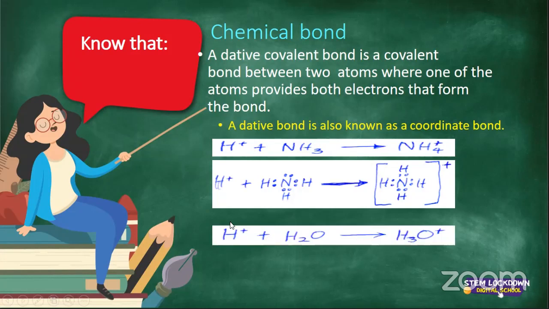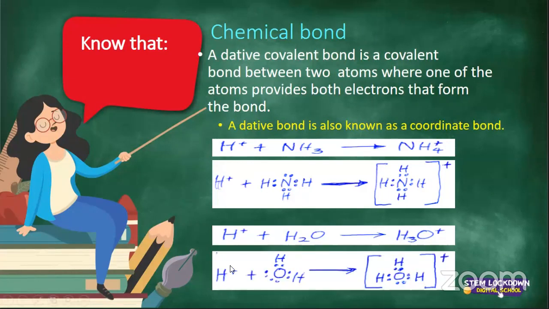Hydrogen will also do that with water. So hydrogen will come to share this. Oxygen will then share this lone pair with hydrogen to form the oxonium or hydronium ion.